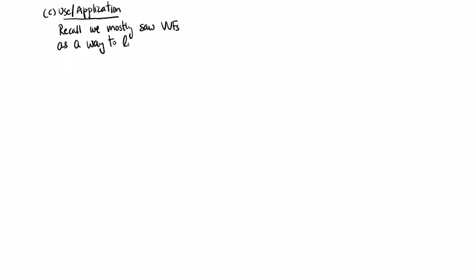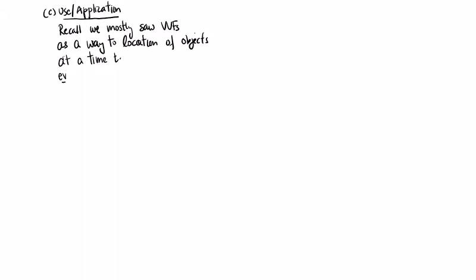So, C, we can say application or use, if you like. What I want to do is remind us of what we're using vector valued functions for to begin with. There are a variety of things, but we have a primary use to focus on. So recall that we mostly saw vector valued functions as a way to represent the motion of objects. Really the location of objects at a time t.